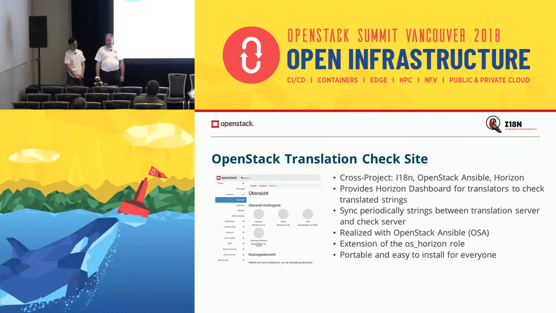The OpenStack translation check site is also a cross-project effort between the i18n team, the OpenStack Ansible team and the Horizon team. It provides a Horizon dashboard for translators to check translated strings and syncs the strings periodically between the translation server and the check server. Then you can check online what you have translated before. It's realized with OpenStack Ansible, OSA, with an extension of the OS Horizon Ansible role, and it is portable and easy to install for everyone.